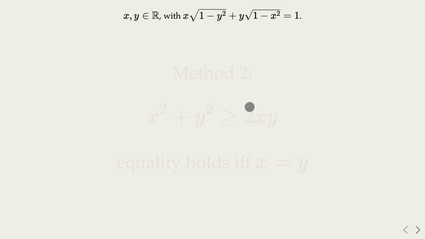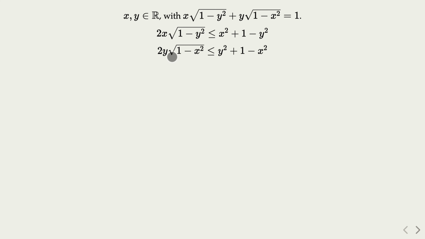Okay, so with this, let's look at this term here, the first term. Let's apply the inequality that we know. So 2xy is less than or equal to x squared, the first term squared, plus 1 minus y squared, the second term squared. Now you apply the second half, same thing here. You add these two inequalities together, and you get this one less than or equal to 2.